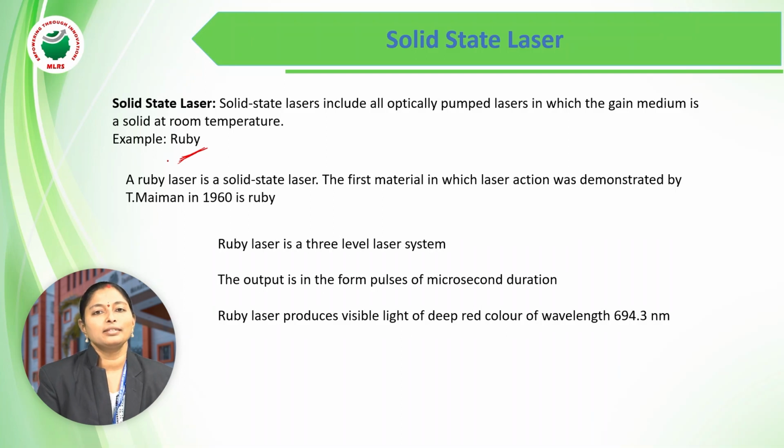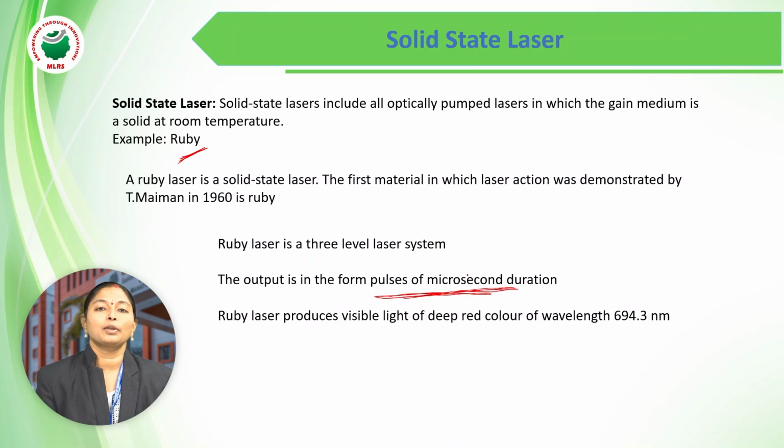So ruby is a crystal. Crystal means a regular and periodic arrangement of atoms, three-dimensional and periodic. So this ruby comes under the solid state laser. This was first discovered by Maiman. From this ruby laser we are getting the output as pulses of short duration.